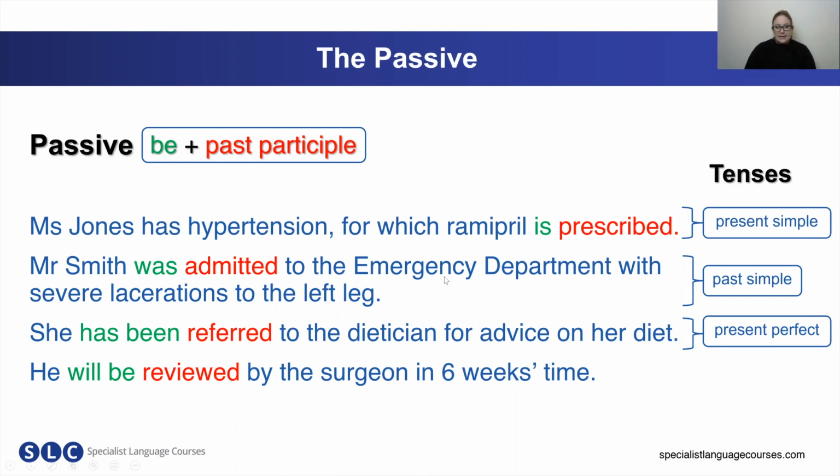And finally, he will be reviewed by the surgeon in 6 weeks' time. This is future, so we put the verb to be in the future form, will be. So do practice using the passive in lots of different tenses so that you're confident and prepared to use it when you come to the exam day.